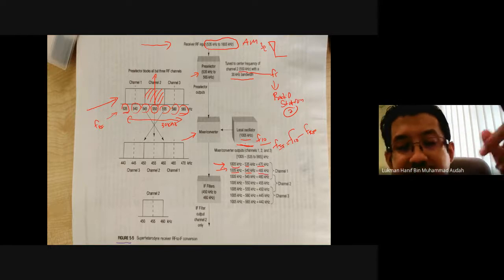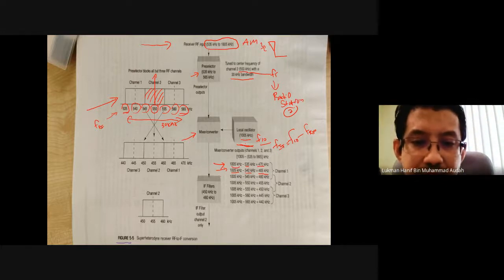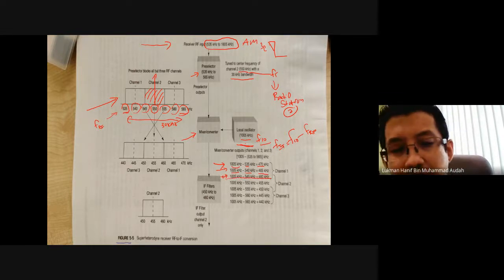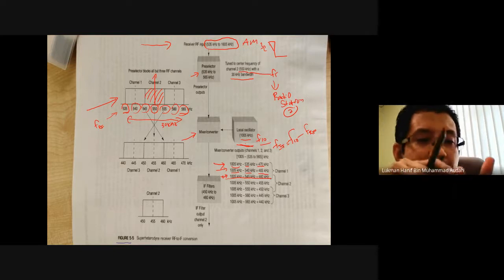Selesai convert channel yang pertama. Kemudian pergi kepada channel yang kedua. So now we convert this one. Oh sorry, sampai sini channel 1. This is channel 1. Okay, FLO minus 545, we get 460 kilohertz. So this is for channel 1. So channel 1 has 3 components: 535, 540, 545.